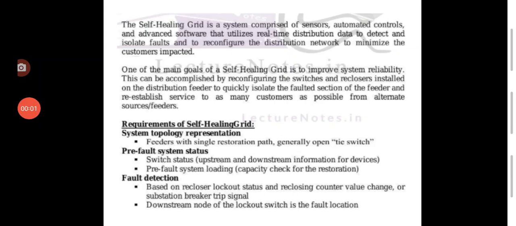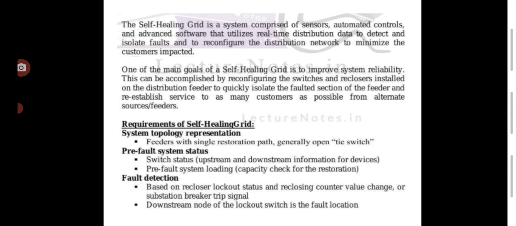Yes, now we can continue from the previous session. In the previous session, we had discussed up to the requirements of the self-healing grids. Now we can discuss the requirements of the self-healing grids. Right. So under the requirements of self-healing grids, the first one is the system topology representation.